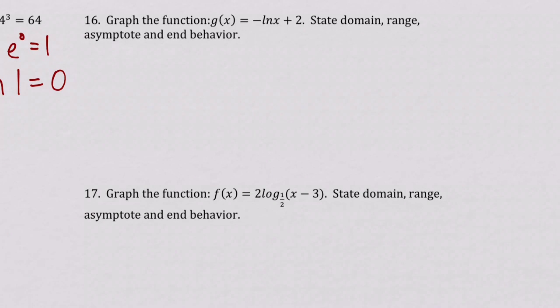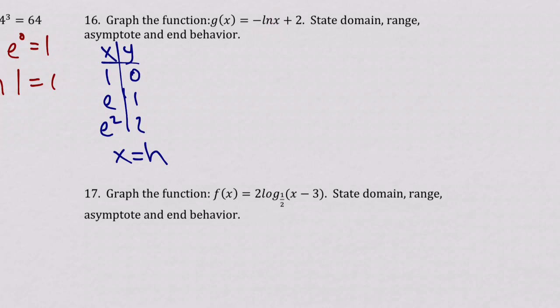I'll let you guys work on 16 and 17 on your own. The only thing you got to remember, once again, and I will give you right now, is that the table is 1, b, b squared on the x values. In this case, b is e, so 1, e, e squared and 0, 1, 2. And the asymptote, remember, is x equals h, not y equals k. Same thing for number 17 over here. You start with this same idea here, and you should be able to graph it.